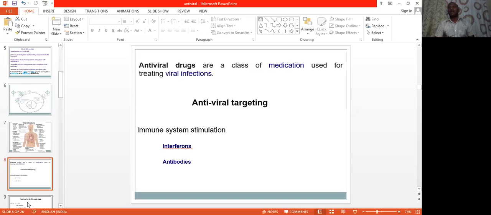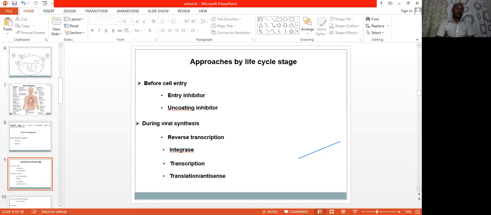Our own antibodies are polyclonal. That means they are not specific to the antigen, so they can go and bind with any kind of antigen. Then you can have monoclonal antibodies, which are specific to the antigen. If it is meant for the HIV virus, it goes and binds to the HIV virus, eliminates it, and fights the HIV virus. So that is one strategy for the treatment of viral infections.